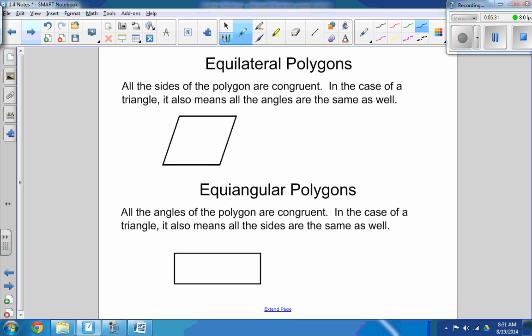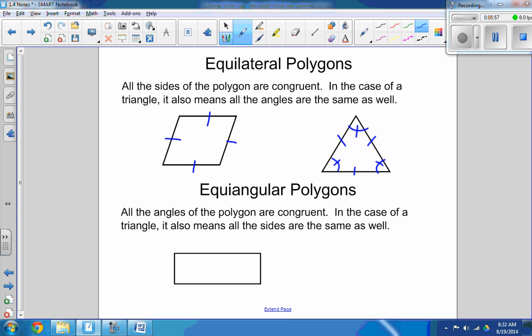Equilateral polygons. All the sides of the polygon are congruent. Now, in the case of a triangle, it also means all of the angles are the same. This is only in the case of a triangle. So in a triangle, if the sides are congruent, the angles are congruent as well. That is only true for a triangle.